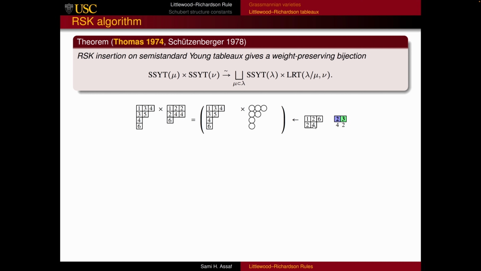I'm going to pull off this box next. So I'm doing this in a canonical way. I'm going to pull off this box. It's in the 2nd row, so I'm going to record a 2, and the 4 is going to unbump that 2.